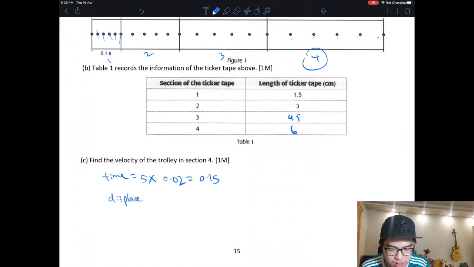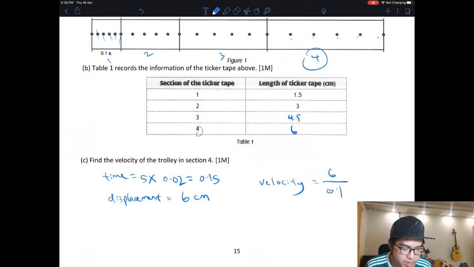So what's my displacement or distance for section 4? This is 6 cm. So what's the formula for velocity? Displacement divided by time. So you should get 60 cm per second. Or if you want to put 0.6 meter per second, same thing. Okay, up to you. Meter and cm is accepted.